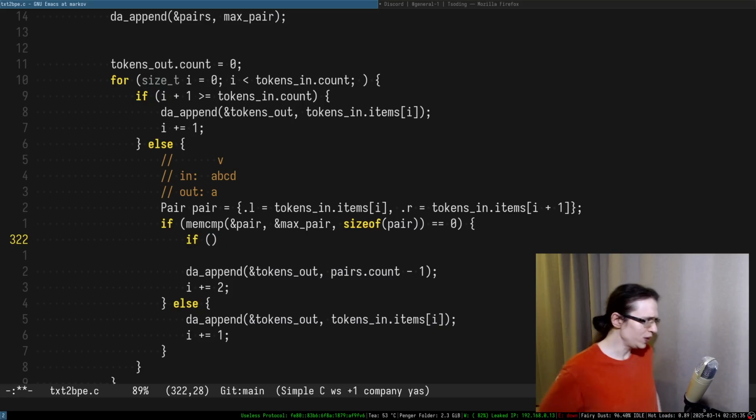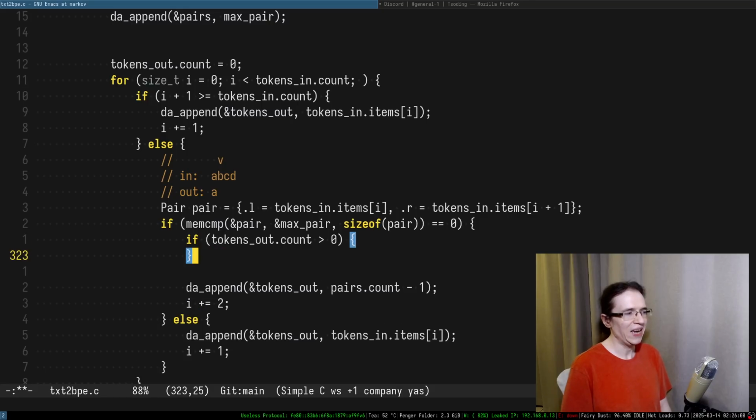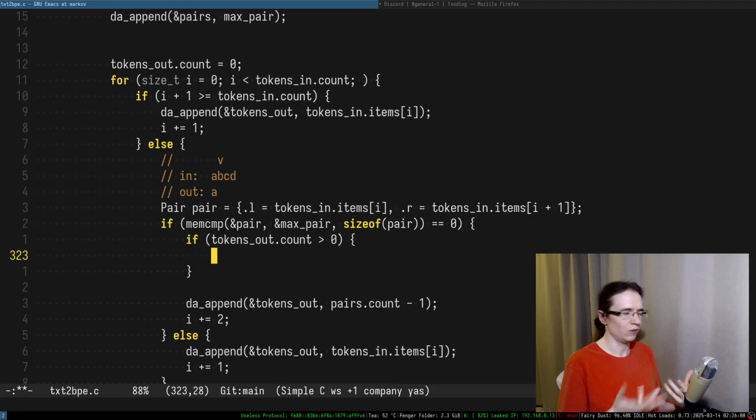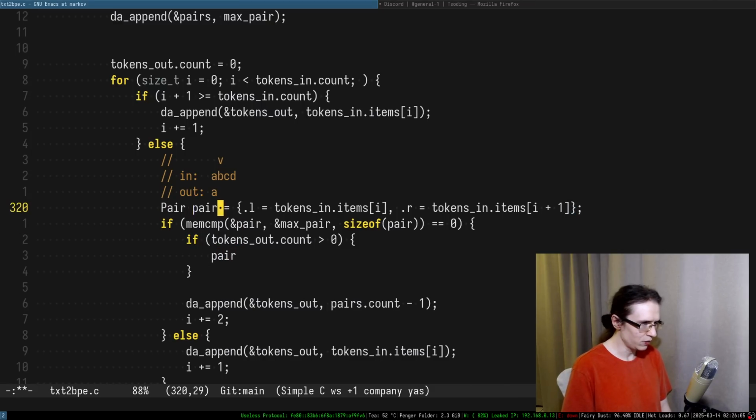When we don't have anything in the past, it's when i is equal to 0, that's one way to do that, or when tokens out is equal to 0, because we didn't append anything there. Two equivalent conditions. So in here we can say: if you have something in the output, that means you have something in the past to look at. And essentially here we already have a pair that we can utilize. So the left character in here is going to be the last character of the output.